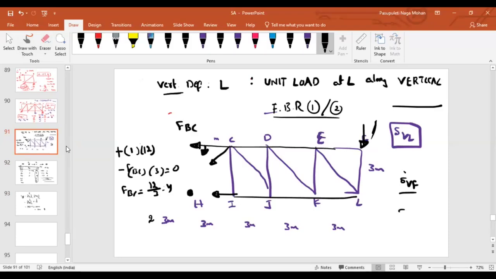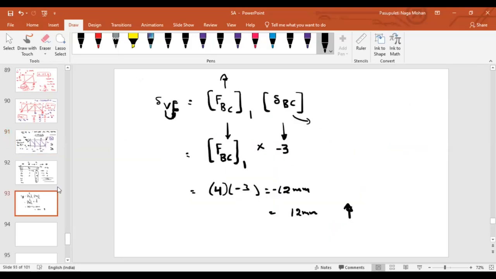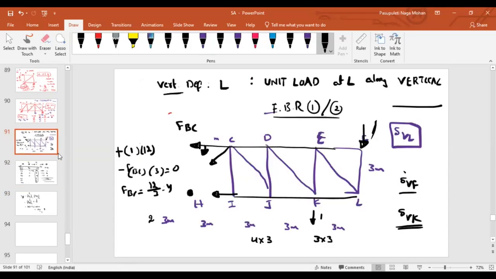So that's why the answer remains the same. What if I ask you to find the vertical deflection at K? What do you think the answer is? 9, sir. How much is generated? 4 into 3. Now if I apply a unit load here, how much will be generated? 3 into 3. That is 9 by 3. So here how much will it be? 9.